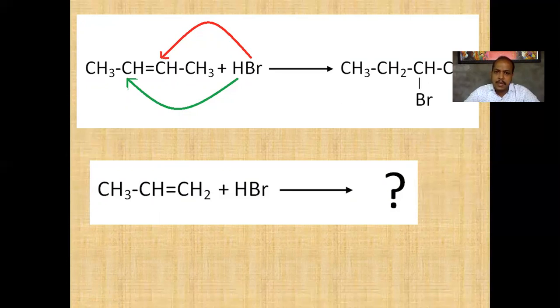Addition of HBr takes place, but here we get 2 different products. Why? Now look. First time what happened? This H adds to this carbon atom and this Br to this carbon atom. And later what happened? Exactly opposite, this H adds to this and this Br adds to this. Here we get 2 products. We will see this, we will get 2 products.